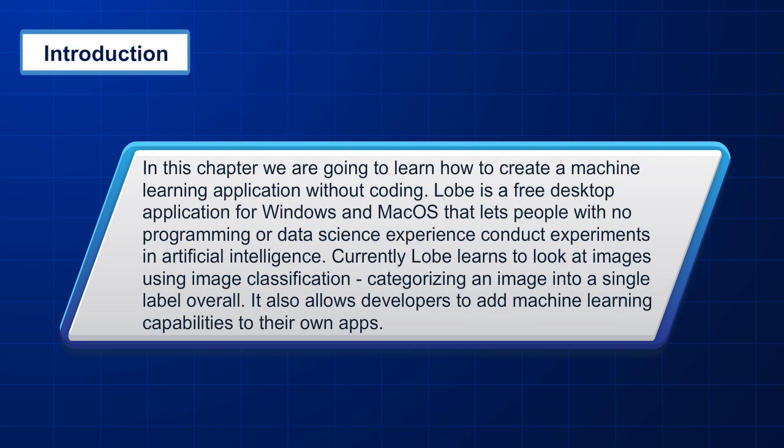In this chapter, we are going to learn how to create a machine learning application without coding. Lobe is a free desktop application for Windows and Mac OS that lets people with no programming or data science experience conduct experiments in artificial intelligence. Currently, Lobe learns to look at images using image classification, categorizing an image into a single label overall. It also allows developers to add machine learning capabilities to their own apps.